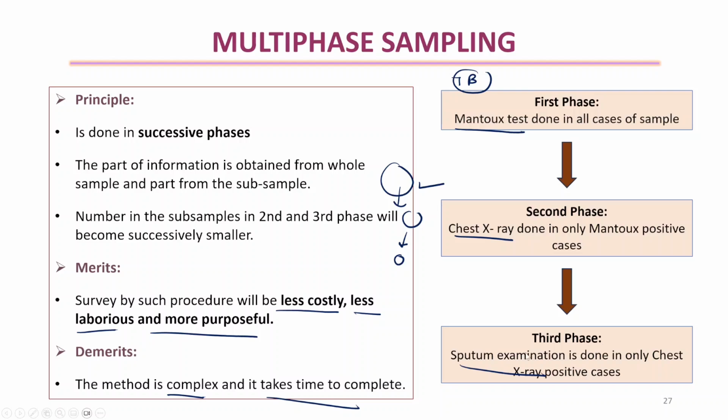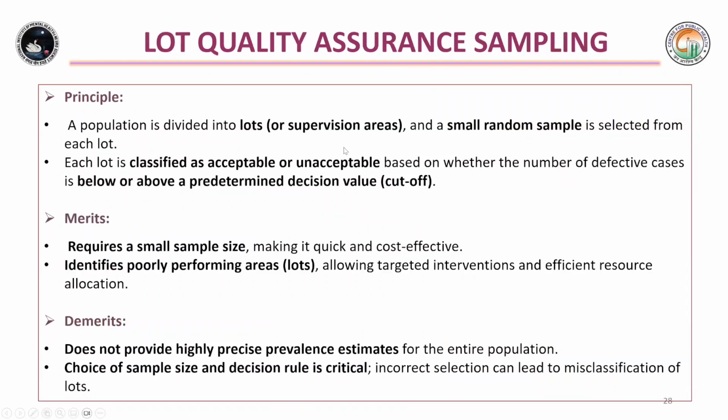So, every participant does not undergo every investigation. More expensive investigations are reserved only for those who need them. That's exactly why this method is known as multiphase sampling, as we are proceeding from one phase to the other. Now let's move to lot quality assurance sampling, commonly called LQAS.